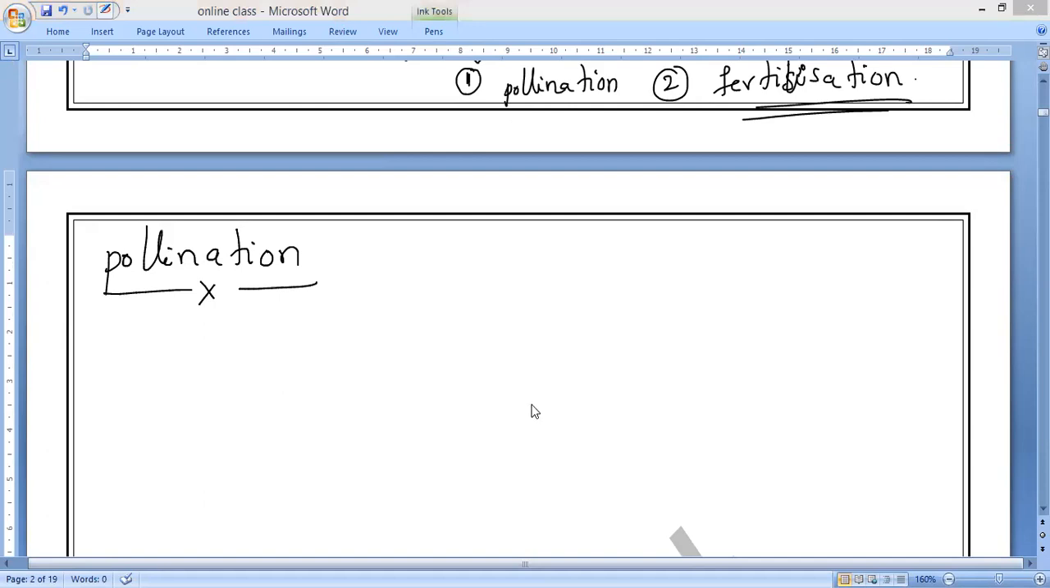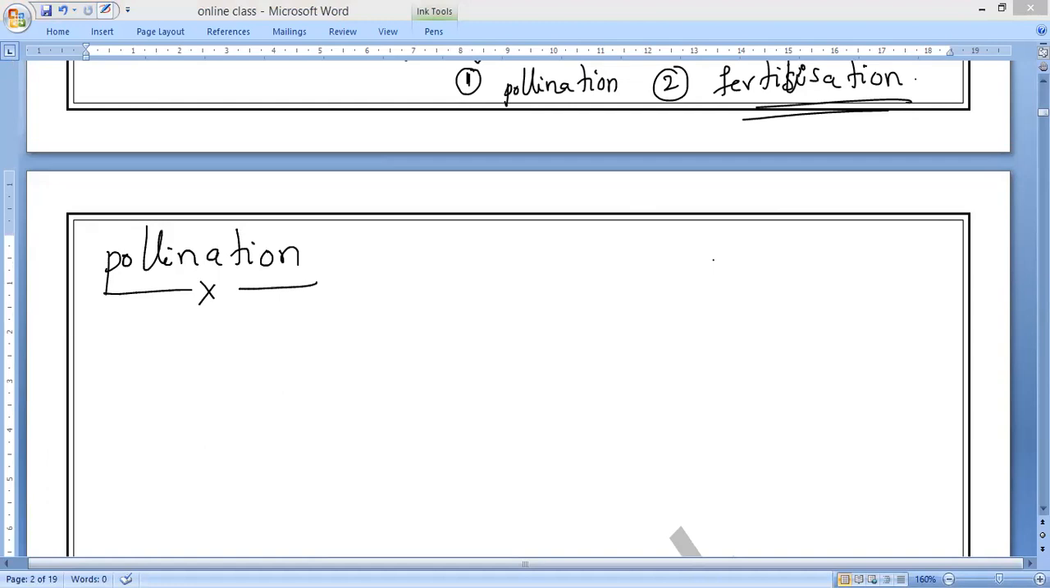The transfer of pollen grains. Yes, the transfer of male sex gametes. That is what you should say. Understand? So the transfer of male sex gametes to the what? To the female sex gametes. That is what we used to call as pollination.